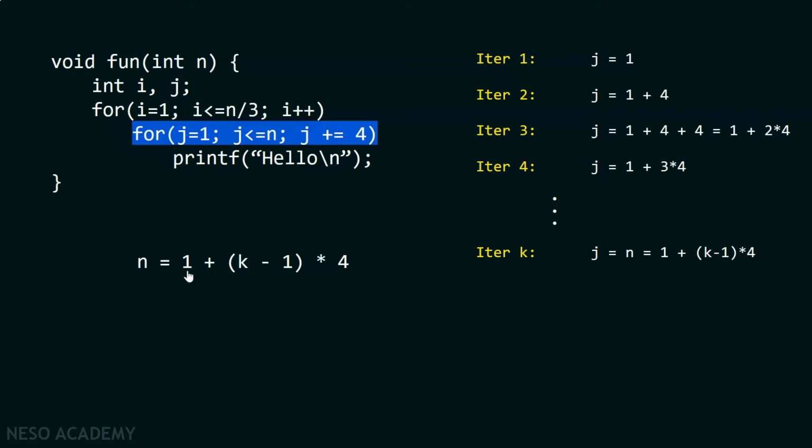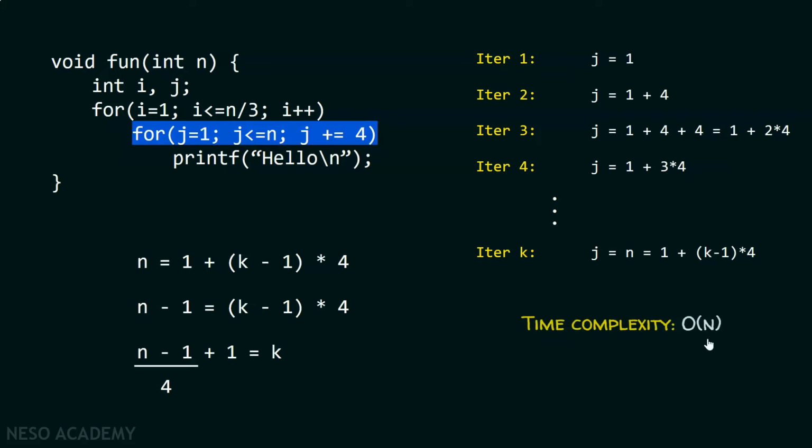Let's solve this. I can bring this 1 over here. This becomes n minus 1. After that, I can bring this 4 in the denominator and this becomes (n minus 1) divided by 4. Again, I will bring this 1 over here. This becomes (n minus 1) divided by 4 plus 1, which is equal to k, right? So basically, this loop is running (n minus 1) divided by 4 plus 1 times. I can take the upper bound on it, which is big O of n.